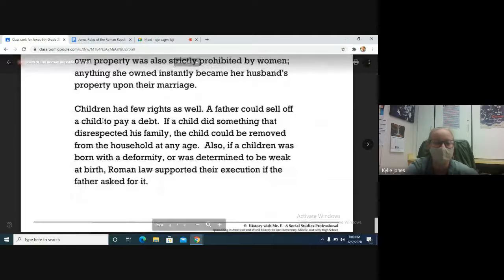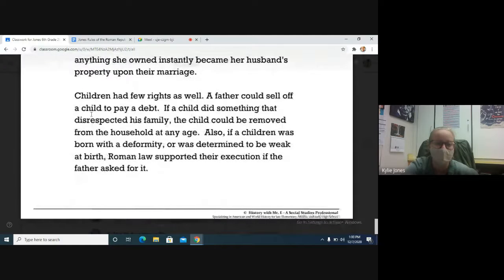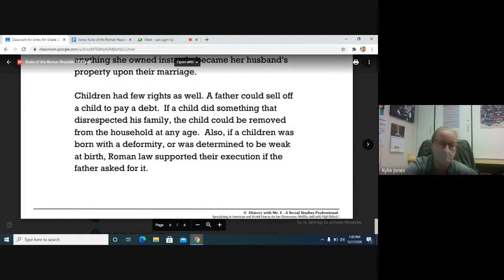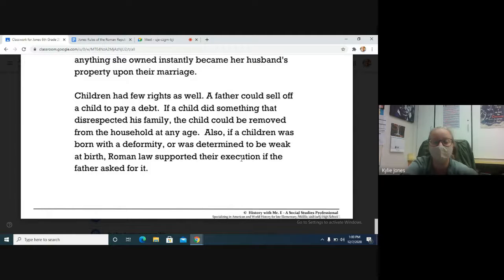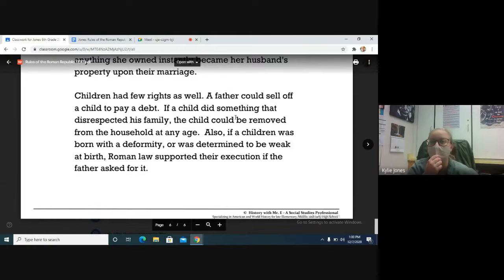A father could sell off his child to pay off a debt. If a child did something that disrespected his family, the child could be removed from the household at any age. Also, if a child was born with a deformity or was determined to be weak at birth, Roman law supported their execution if the father asked for it.